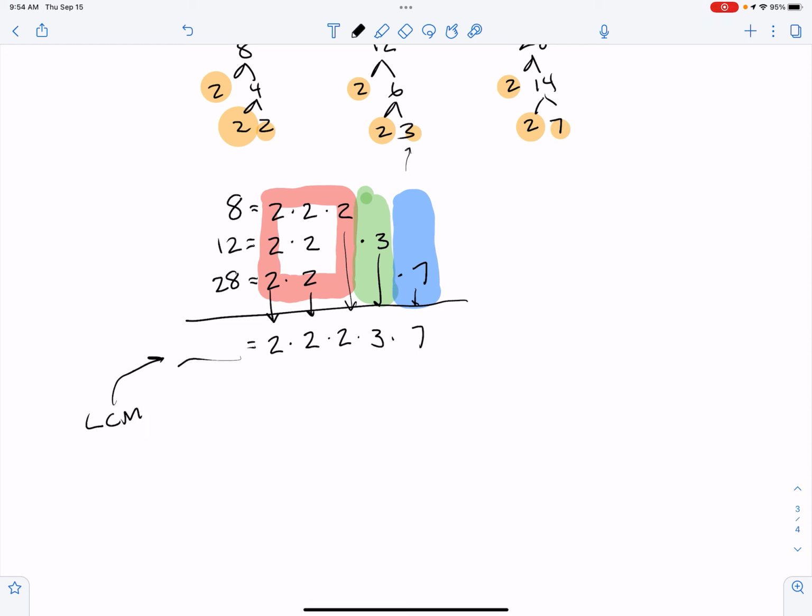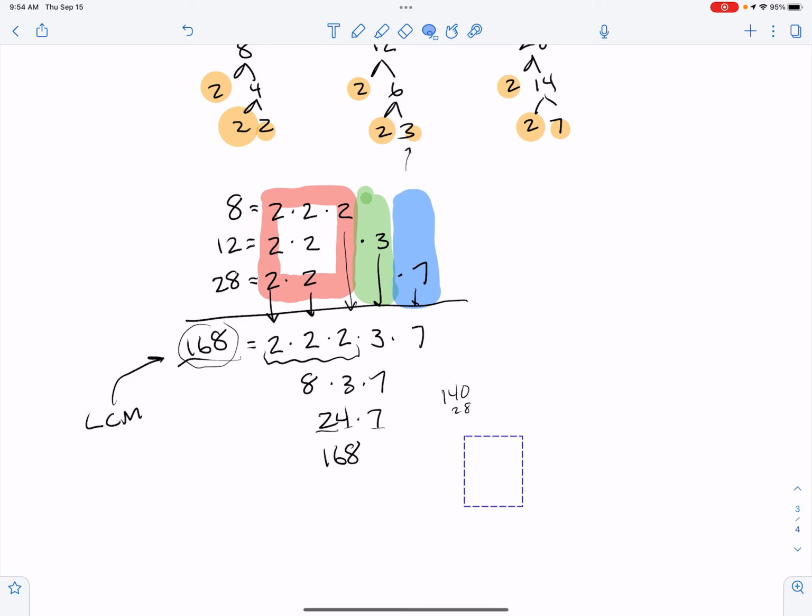Let's see. 2 times 2 times 2 is 8. 8 times 3 is 24. And 24 times 7. Well, I know 20 times 7 is 140. And 4 times 7 is 28. So 24 times 7 is 168. So our least common multiple should be 168.